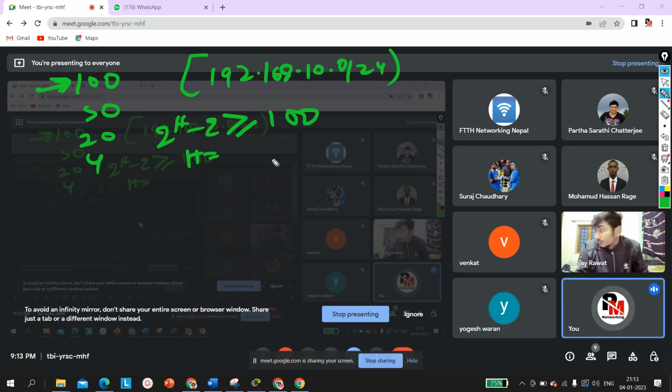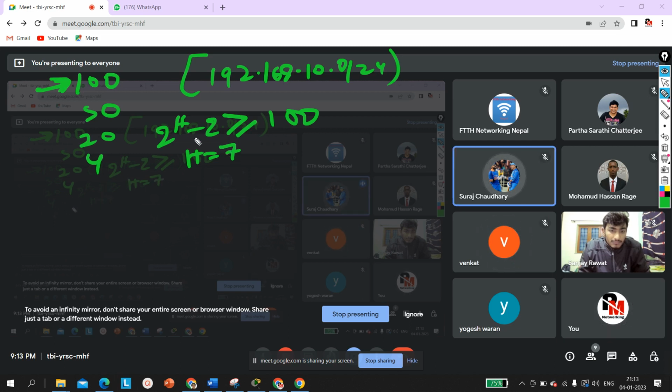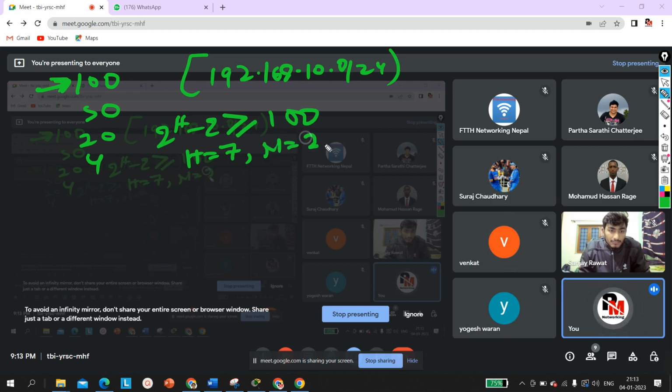What will be the value of h? h should be 7, right? Yes. So if h is 7, then n will be 25. Am I right? Yes. If n is 25, then the block size is 128.